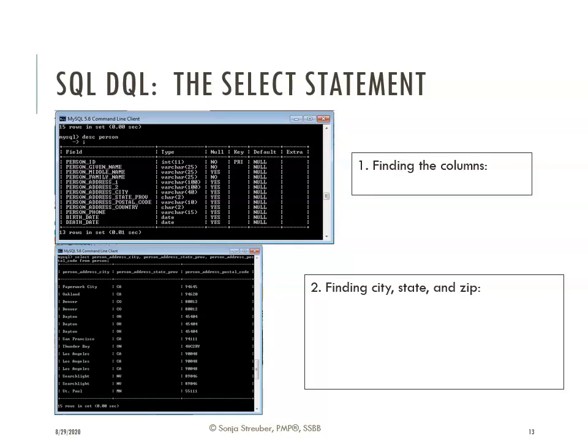Here's another example. Let's say we want to look at our person table. It's always a good idea to know what columns are in it, so we look at the architecture with DESC. If we now want to know in which cities and states our persons reside, we select just these columns from the table.